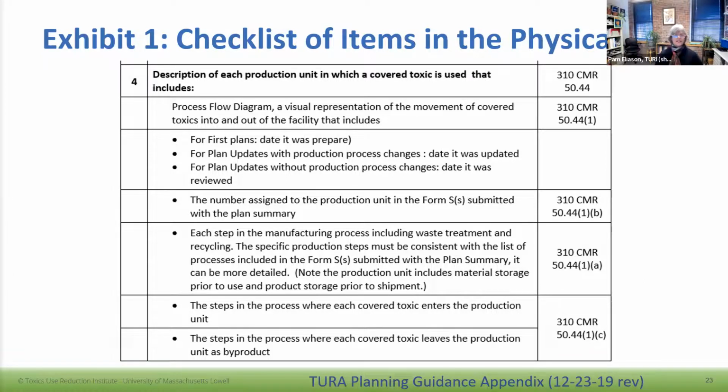So this, finally, I just want to show you that in the guidance documents itself, there is a checklist of all the items that are required to be in your physical plan.